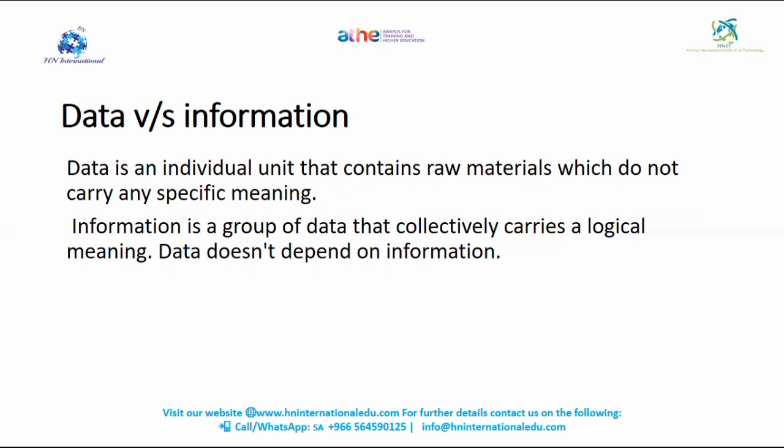If we are dealing with information, information is something that is already processed. It's a group of data that collectively carries a logical meaning. Data doesn't depend upon information, but information definitely depends upon the data, because we do the processing on the data to make the information. So whenever we are dealing with an information system, it has data that is already processed. There must be a good team doing the processing on your data to make it information, and then you will carry this information into your system to make the overall experience of your organizational strategy better and more profitable.